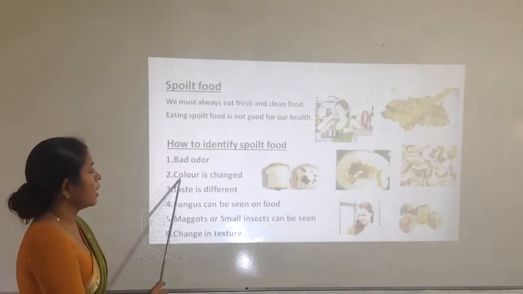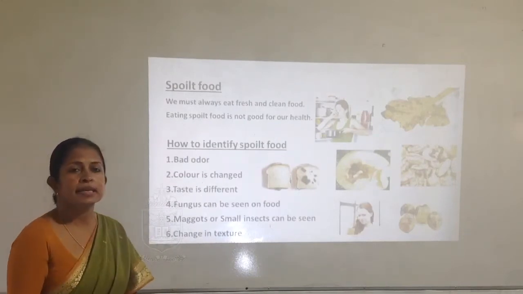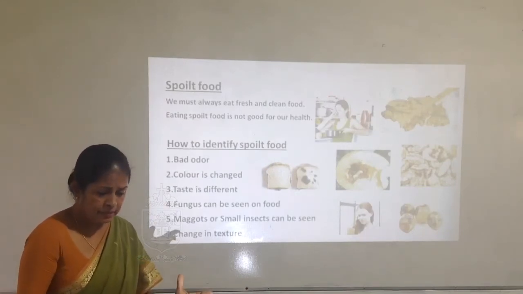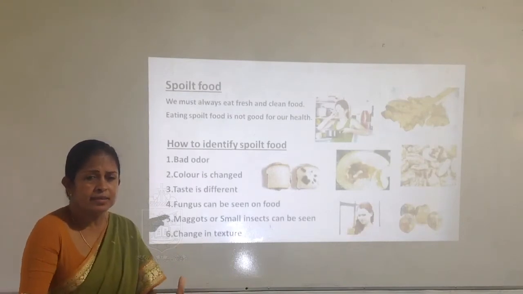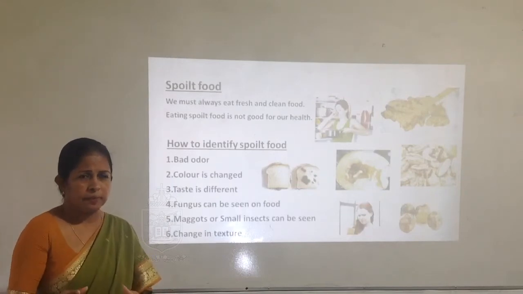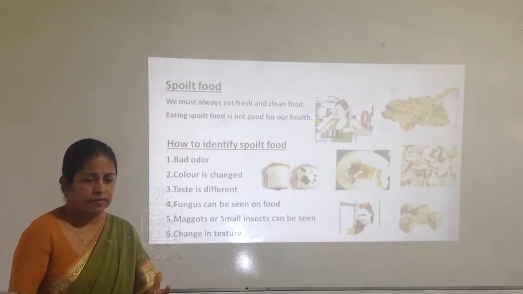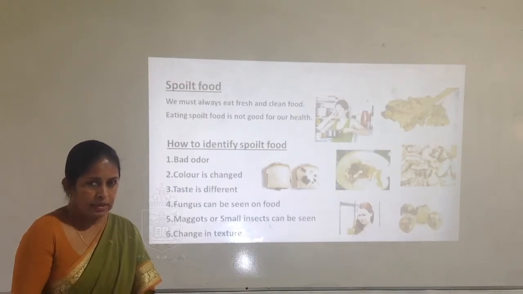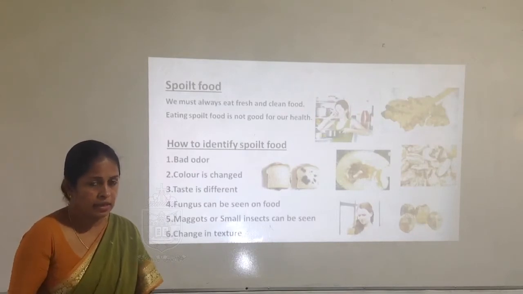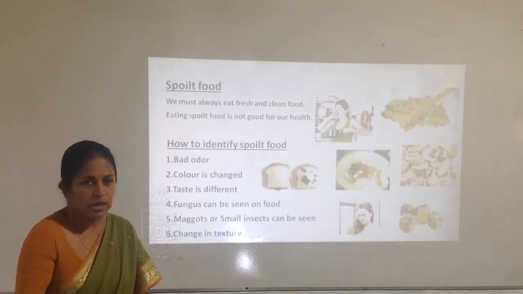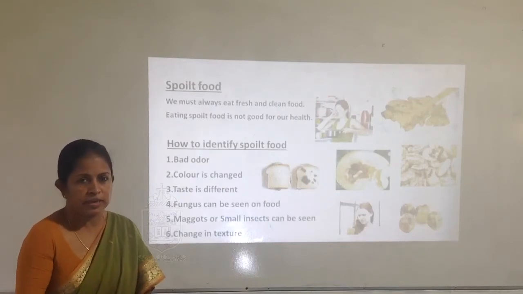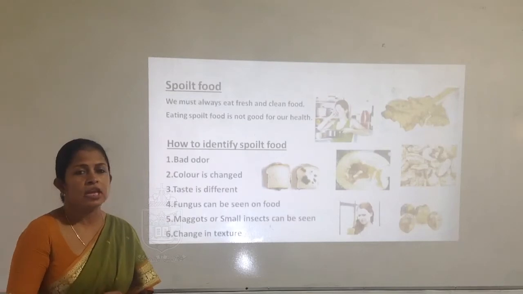Second is color is changed. When we see it, it's not a good color to see. It's changed. When we see a bread, the color has gone. When it's cooked unevenly, the color has gone and changed to a different color. If the food has changed to a different color, it means the food is not to eat.